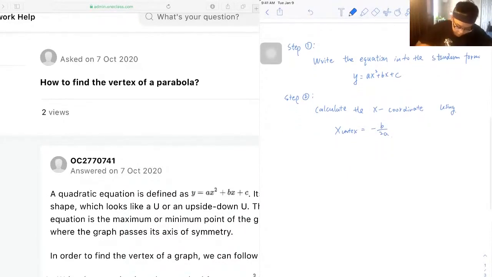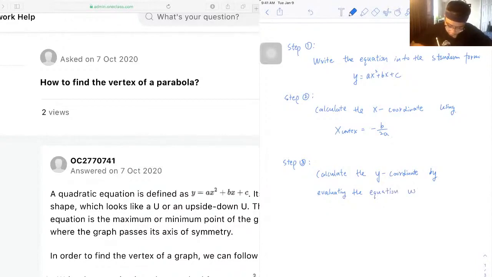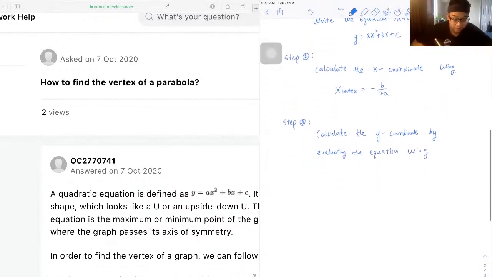Right. So our third step will be to calculate the y coordinate by evaluating the equation using y vertex is equal to f of x vertex, which is equal to f of negative b over 2a.